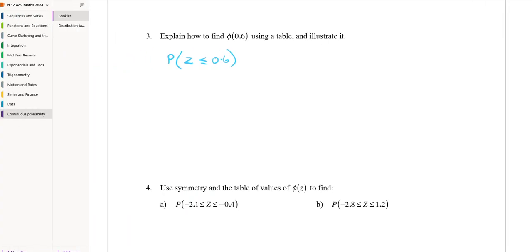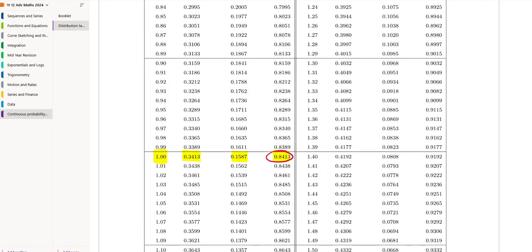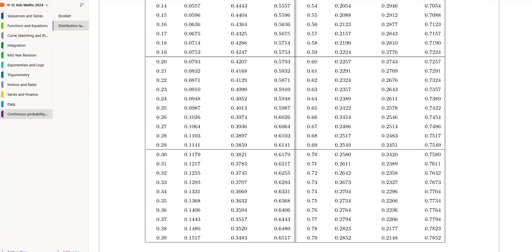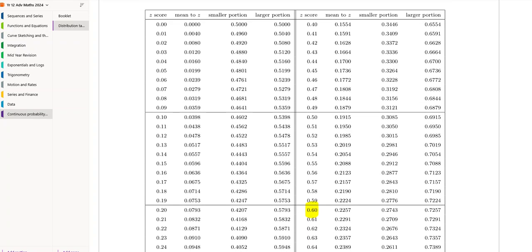So then I'm going to go to my table. Here's my table again. And I need to find in the Z score row, I need to find 0.6. 0.6 is here. There it is. And I want everything to the left. Is that going to the mean, the smaller portion, or the larger portion? 0.6 is on that side, and I want everything less than it down there. So it's going to be the larger part. All right, so I want the larger portion, which is that one there, the 0.7257.